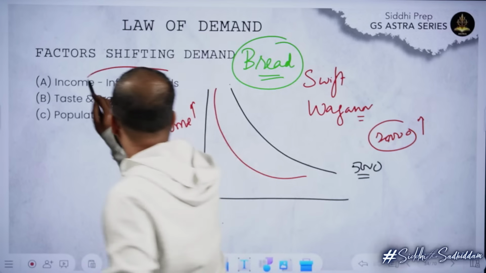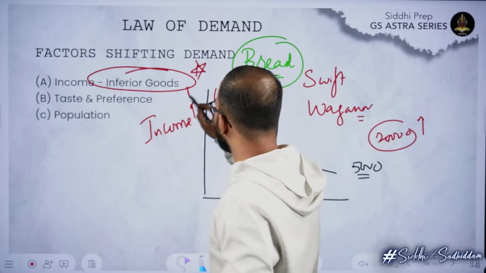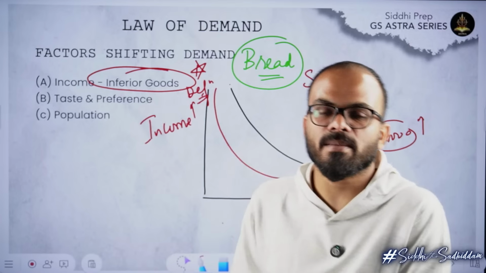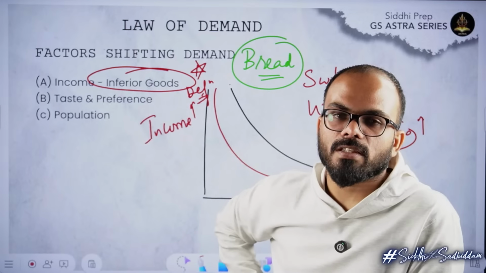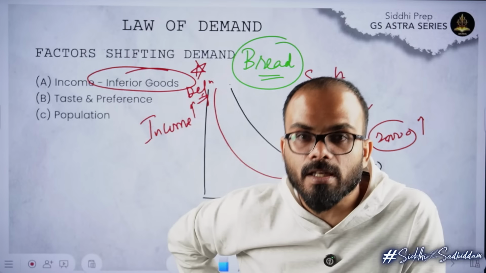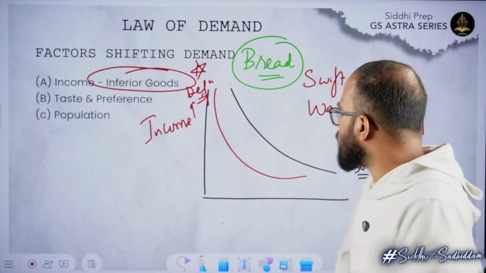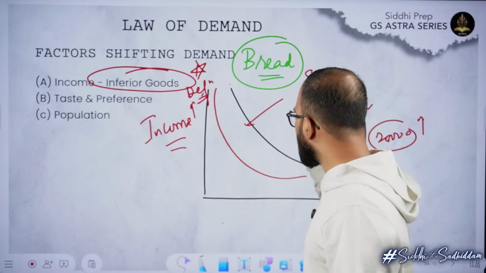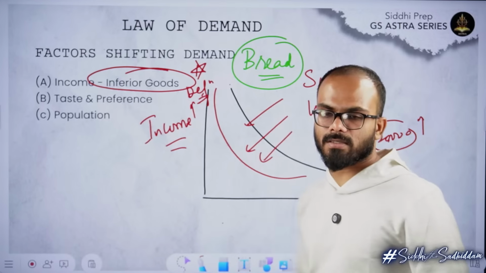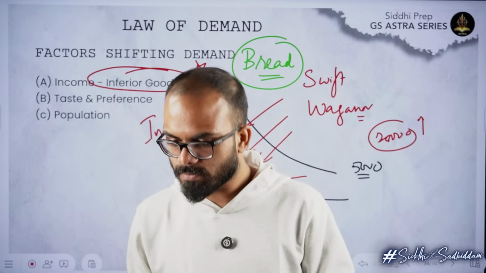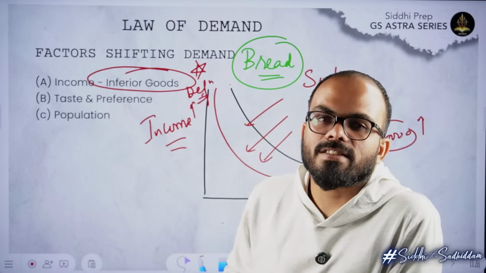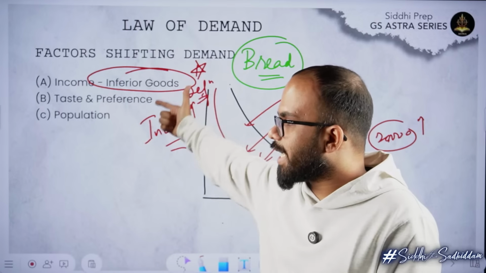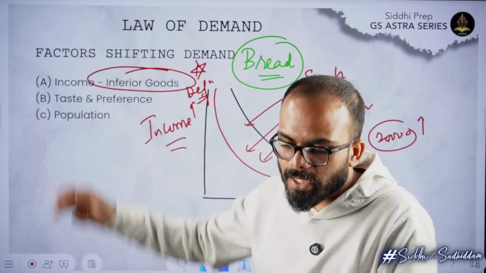Such goods are called inferior goods. This definition was asked in the exam. Which of the following is the definition for inferior goods? They asked the question on inferior goods. So inferior goods are those goods where, as income levels of the economy increase, the demand curve shifts inwards. So these are various factors that will impact the demand: your income levels, your taste, your preferences, population of the country.